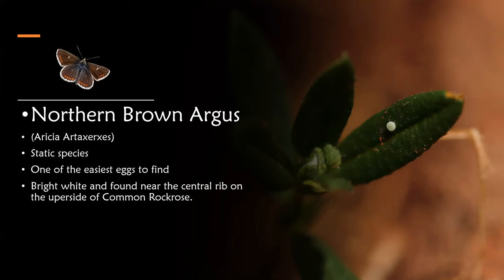Therefore, the northern brown argus is very much on the static list. No matter the circumstances, you can look for evidence of this species wherever common rock rose grows. Best times of year to look for eggs, months of June, July, sometimes August, depending on the weather.